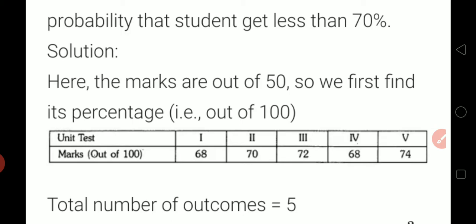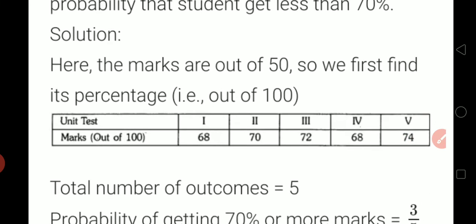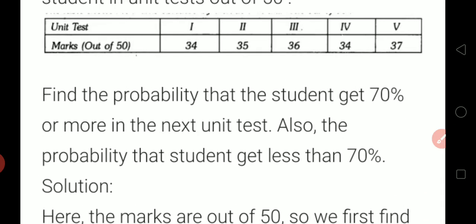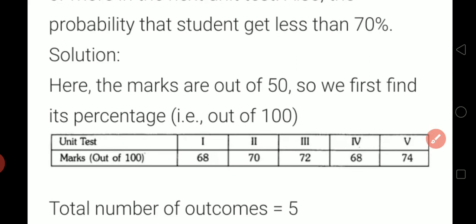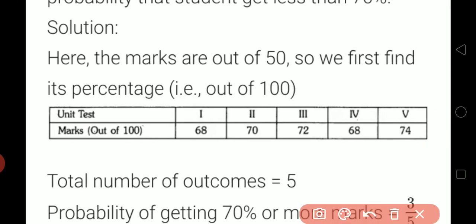Because percentage is out of 100, percent means per cent, a 3-digit number, and the first 3-digit number is 100. So we will convert the 50 to 100 by taking the double. So this was 34, double of 34 we will find here, then double of 35 we will find, double of 36, double of 34, double of 37. After finding this, 50 becomes 100. Now a new table is formed out of 100.